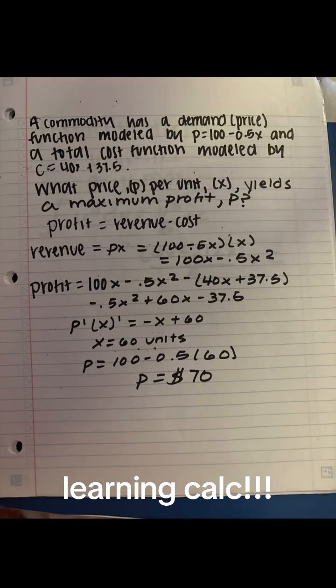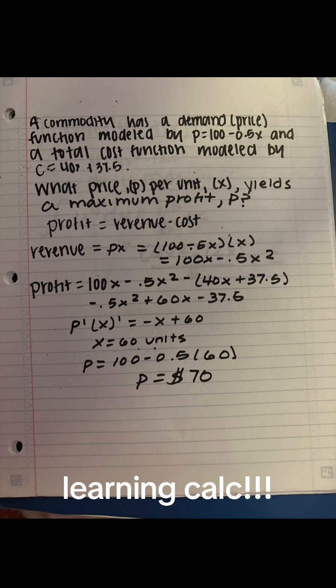The next problem is optimization. A commodity has a demand price function modeled by P equals 100 minus 0.5x, and a total cost function modeled by C equals 40x plus 37.5. What price per unit yields a maximum profit? Well, profit equals revenue minus cost. So to start, I'm finding the revenue, which is P times x.